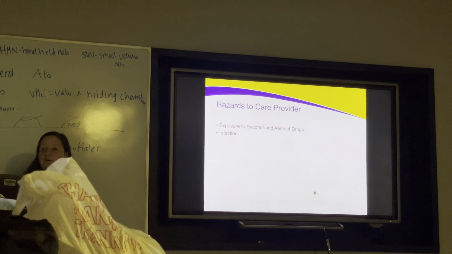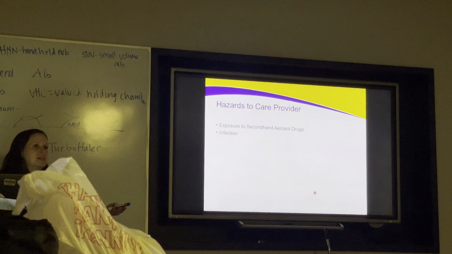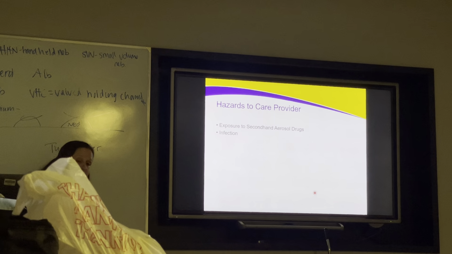All right, what's the hazard to you? Well, you don't want to breathe in secondhand drugs, okay? Especially if they're sick and they're exhaling medications, like with the neb. So while they're doing neb treatments, oftentimes RTs will wait over by the computer, or they'll have a mask on or whatever.